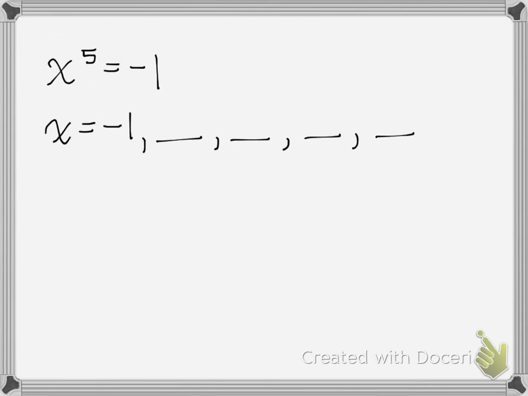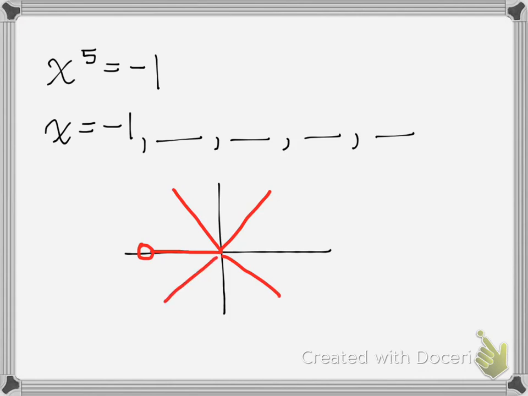Let's go back here. So I've got one root over here at negative 1. There are 4 other roots evenly spaced about the complex plane. Now, if those are evenly spaced, then I know these angles. 360 divided by 5 is 72 degrees.